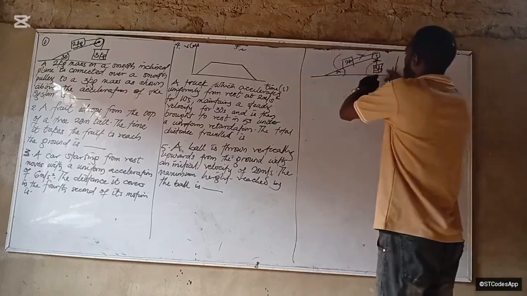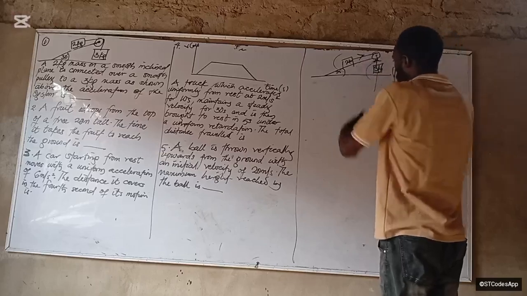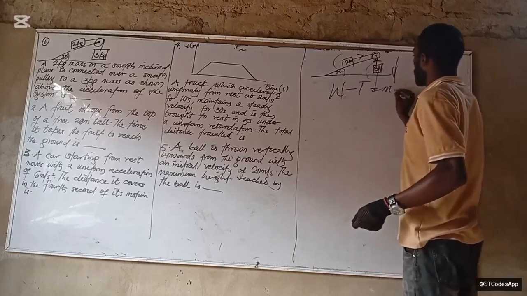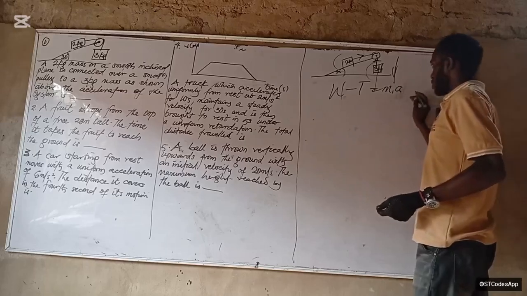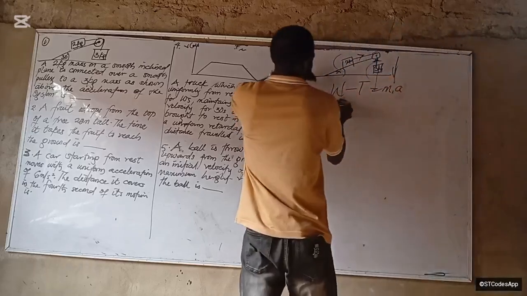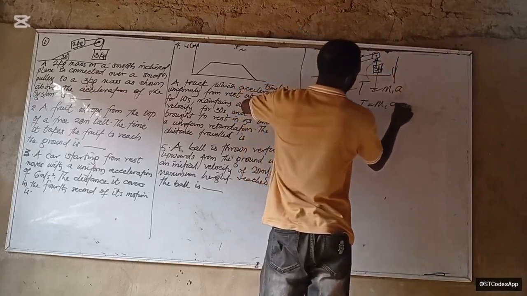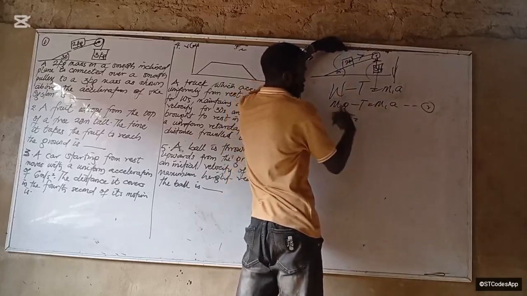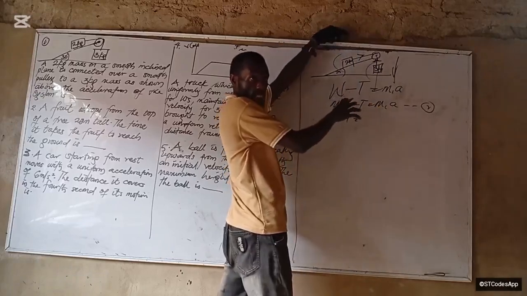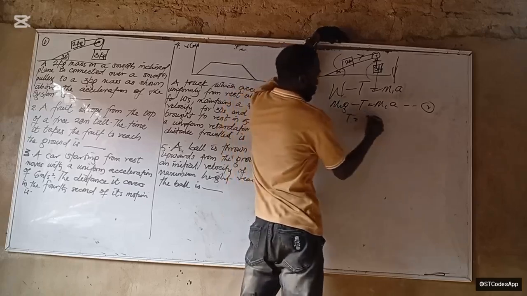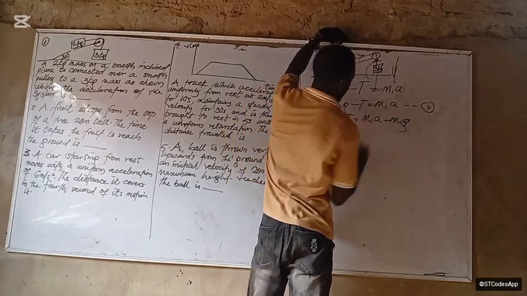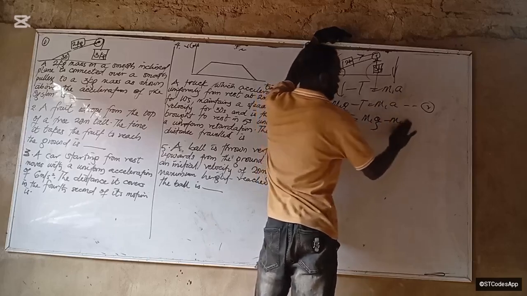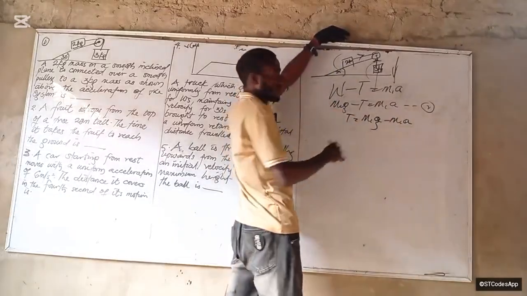Let's start from this body. Let's call this our M1. For this body, weight is in the direction of motion, so weight is positive. Now, what will be in the negative direction? Tension will equal M1A. So weight here is M1G minus tension is equal to M1A, equation 1. For this one, tension here will be what? Tension here will be equal to M1A minus M1G, isn't it? No, M1G minus M1A. Am I correct now?